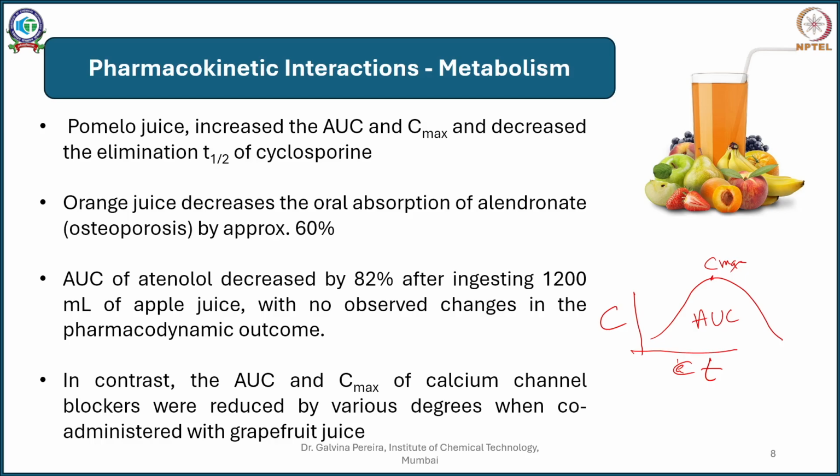You need to be careful while consuming this drug with orange juice, because it is seen that consuming orange juice with alendronate decreased its bioavailability by approximately 60%. That's more than half. So you'll need to double the dose of it. Similarly, it was seen that atenolol, which is used in heart conditions, had its AUC decreased by about 82% when a person consumes almost a liter of apple juice in a day.